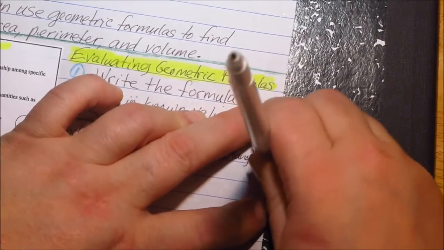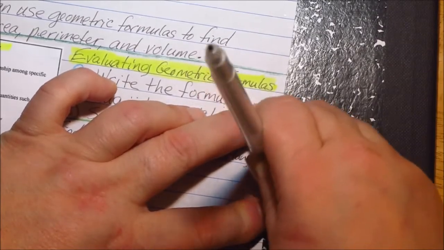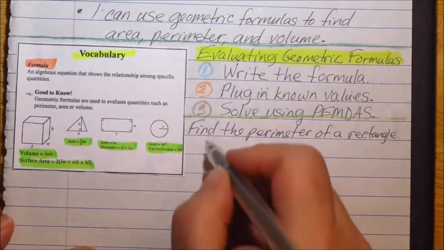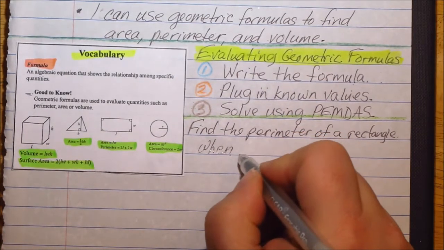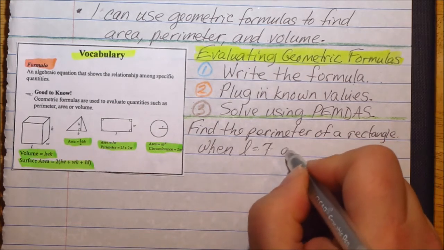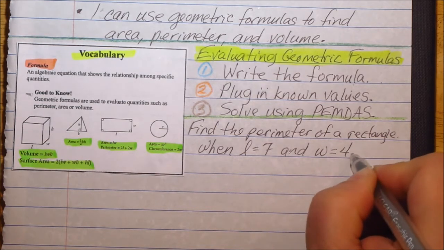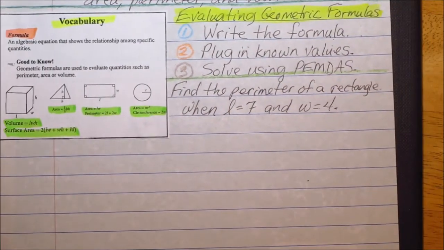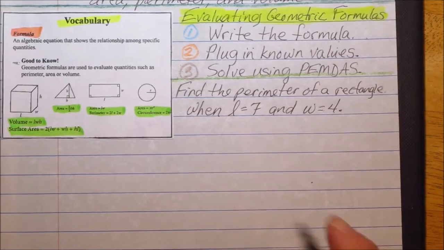I shouldn't have put a period there yet because I need to give you some values. There you go. Find the perimeter of a rectangle when length equals 7, that's your L, and width equals 4. Okay, that's your W. All right. So, what is the formula for perimeter of a rectangle?